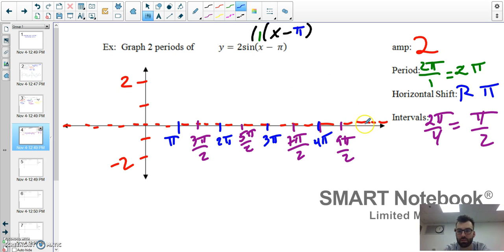And 5 pi. Okay. So now we are dealing with sine. Remember what our graph of sine looks like? It looks like that. Okay.